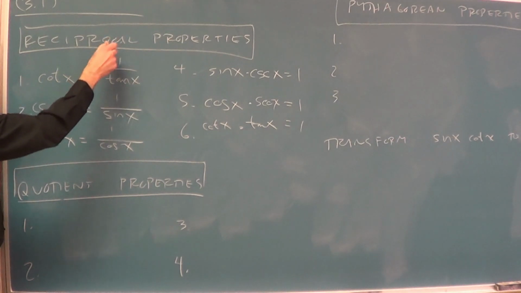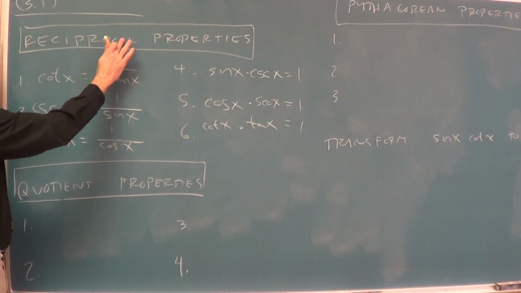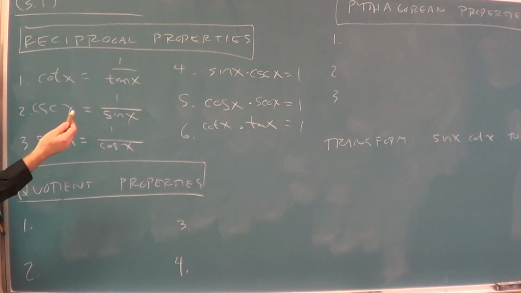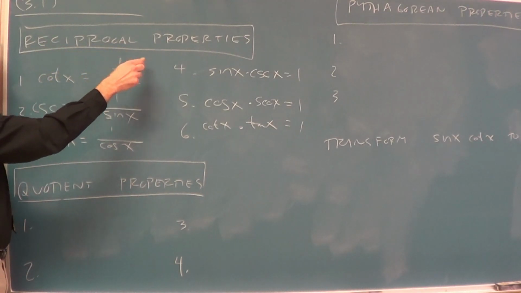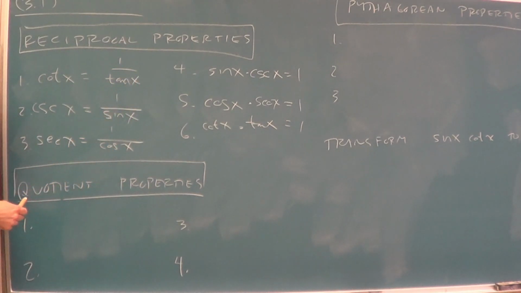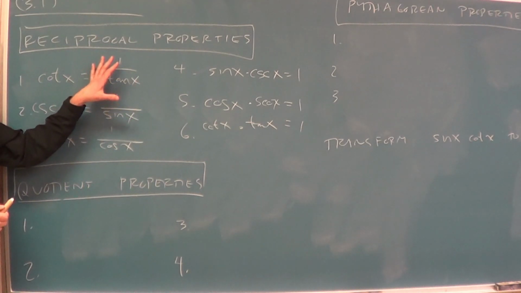The biggest challenge of this section might be remembering how to spell reciprocal. If you're bad at spelling, I do spelling as halves. So R-E-C-I-P-R-O-C-A-L. Reciprocal properties had to do with flipping stuff. Question about those?